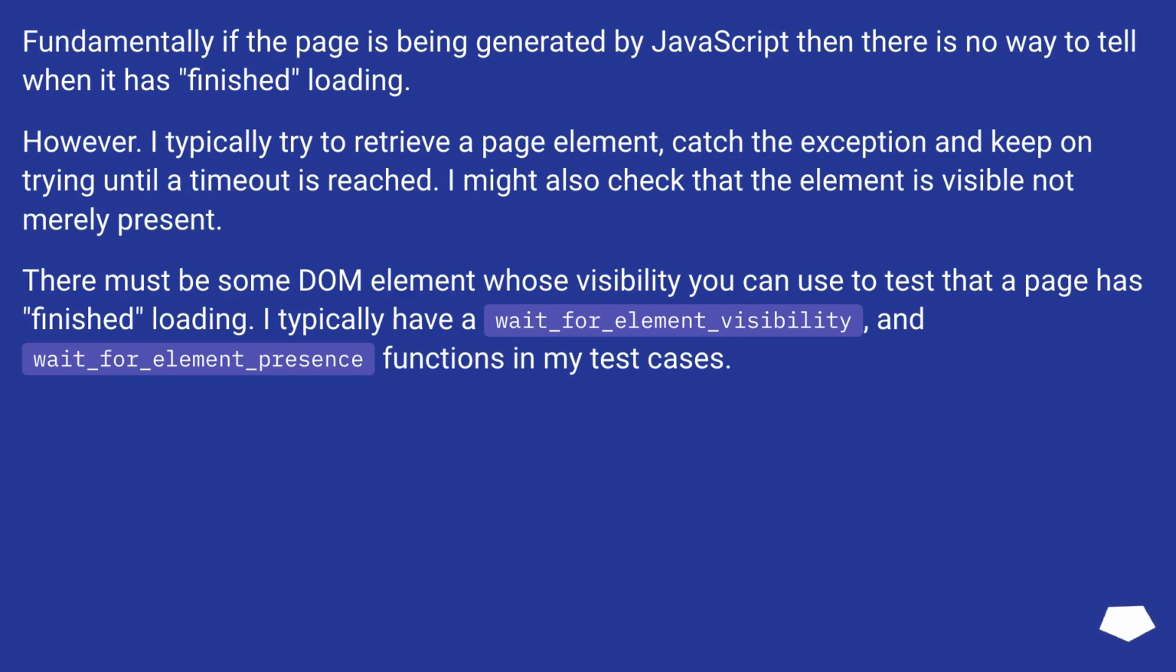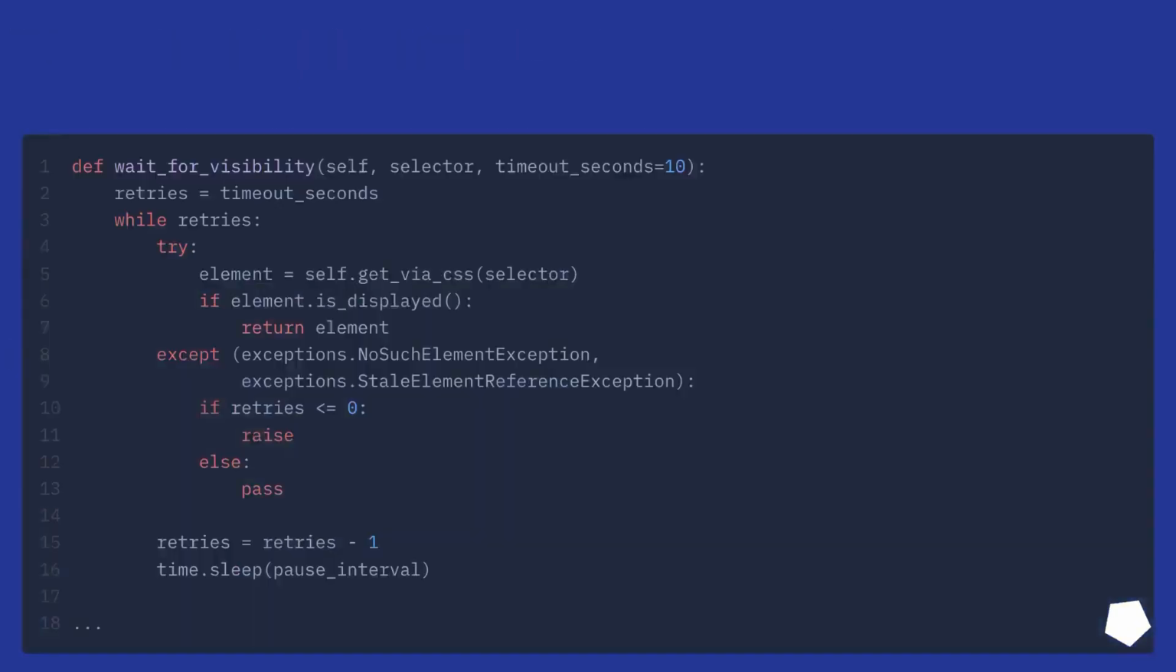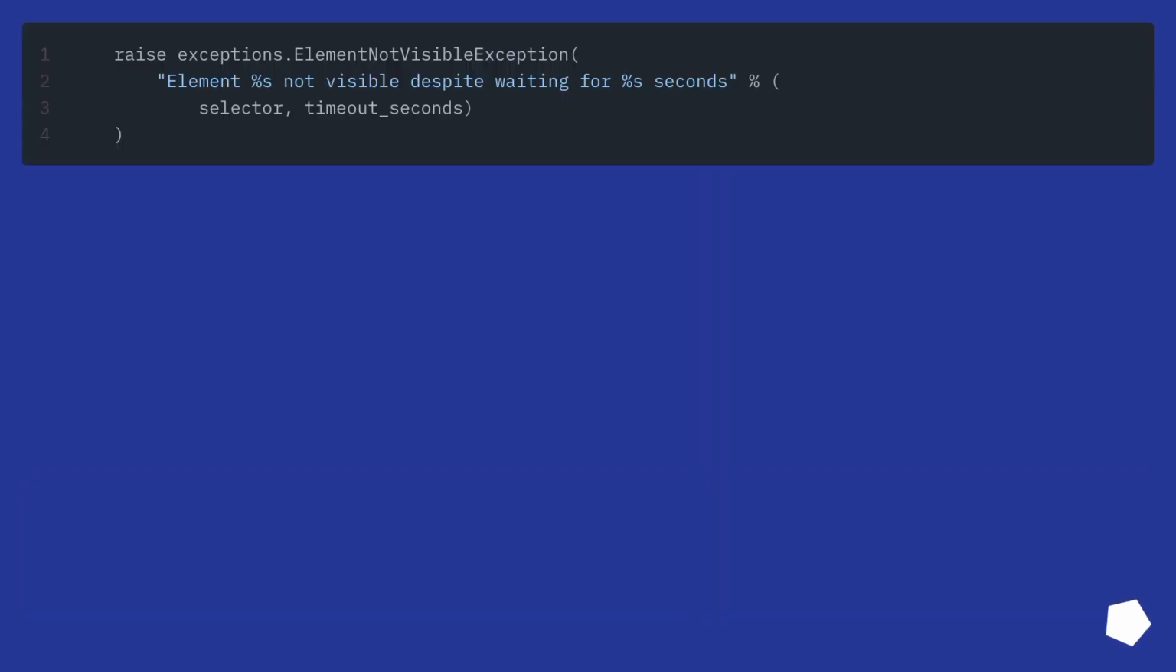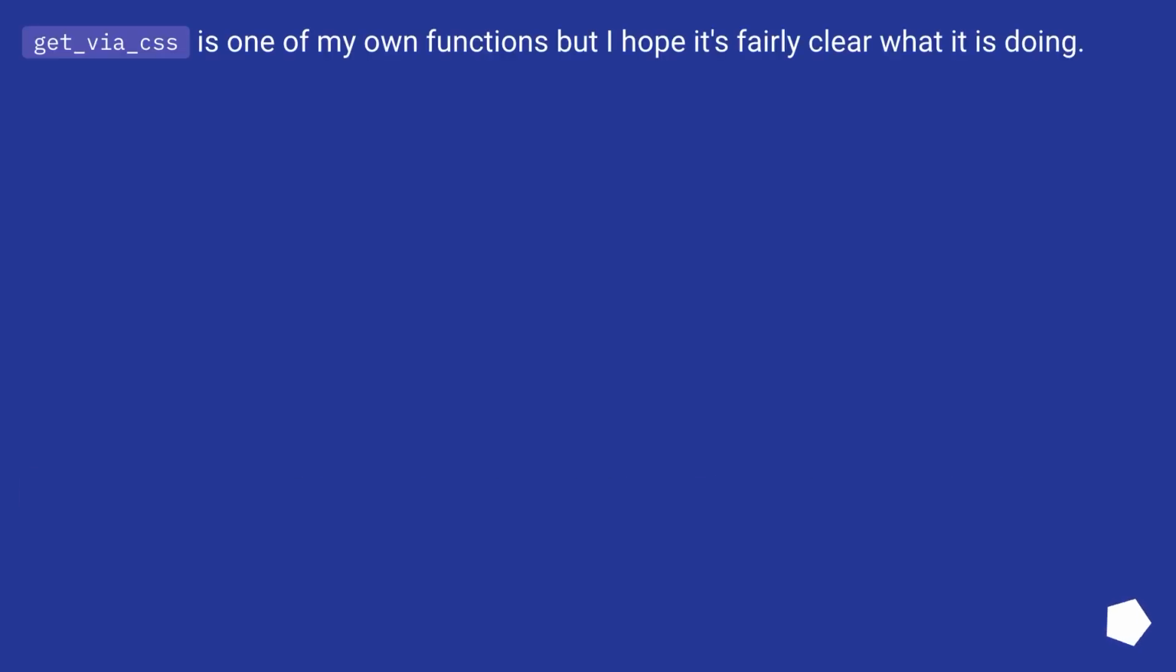I typically have wait_for_element_visibility and wait_for_element_presence functions in my test cases. get_via_CSS is one of my own functions, but I hope it's fairly clear what it is doing.